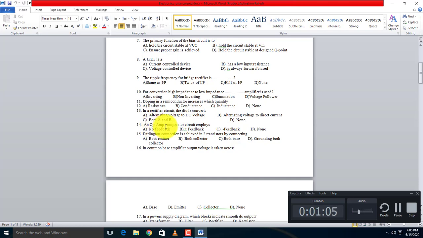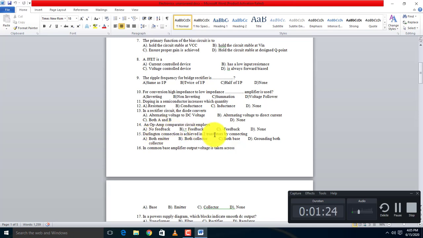Next, MCQ 14 says an operational amplifier comparator circuit implies that the op-amp comparator circuit has no feedback. Just a reference is provided, another input is provided to its other terminal, and there is no feedback. It just generates an error.